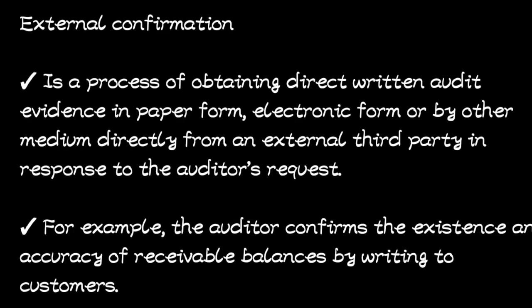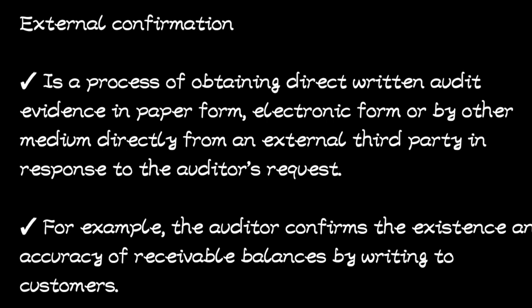Another audit procedure we have is external confirmation. In simple terms, external confirmation is where you get information from parties outside the organization. It is a process of obtaining direct written audit evidence in paper form, electronic form, or by any other medium directly from an external third party in response to the auditor's request. So here the auditor gets information from parties outside the organization.